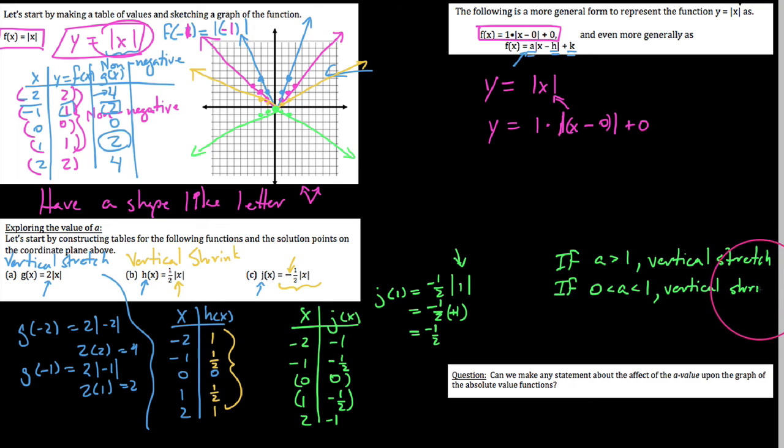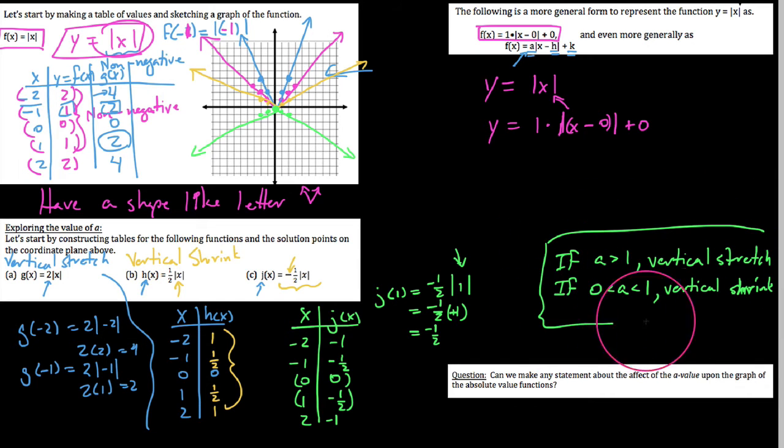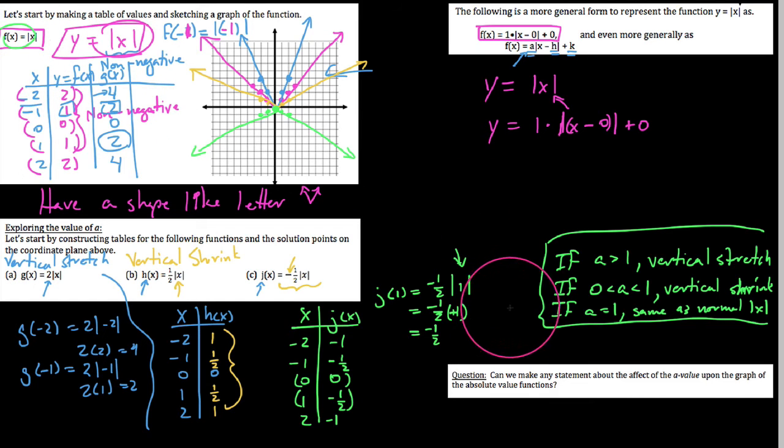And we saw that in observation there with that half out front. Half is a proper fraction, so it caused our graph to have vertical shrink. Okay, so vertical stretch, vertical shrink. I think that we could write this one here: if a equals 1, then it's the same as a normal absolute value of x graph, the same as the original one we had drawn up here when we just graphed y equals absolute value of x.